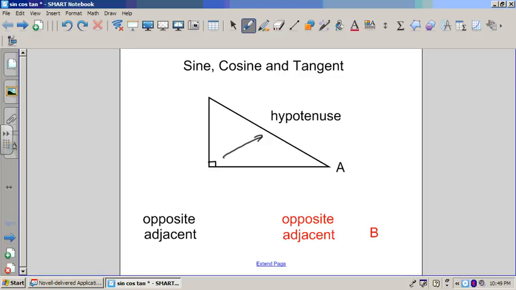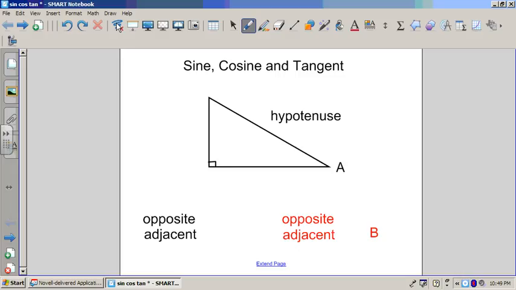Every single triangle that we're going to use will have a hypotenuse if we're doing the trig functions. The hypotenuse is directly across from the right angle. The other two sides that we have to worry about when we're doing trig functions are the opposite and the adjacent. And the opposite and the adjacent depend upon which angle we're asking about.